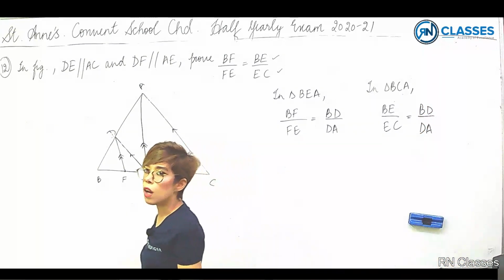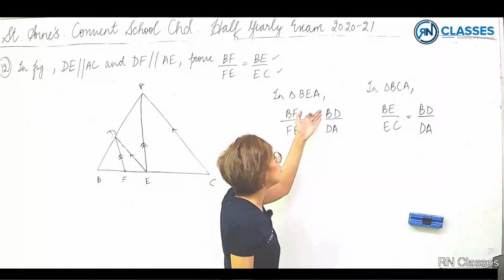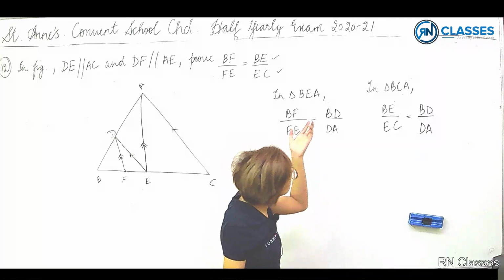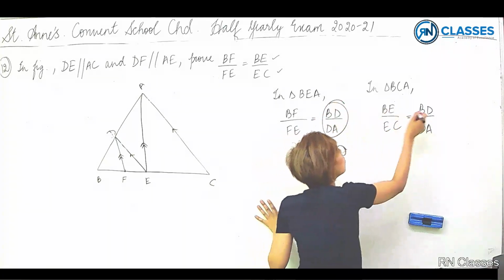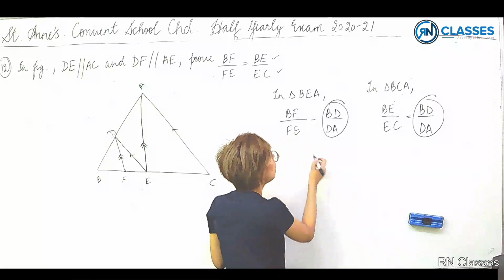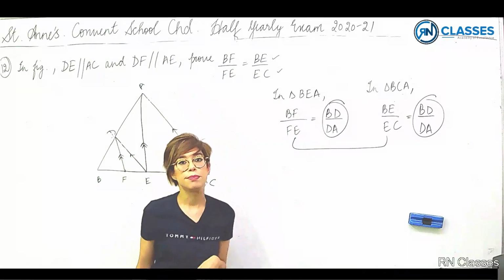I think the question is done now. Because I have said that BF by FE is equal to BD by DA. And I said that BE by EC is equal to BD by DA. Now obviously these two are equal, which I needed to prove.